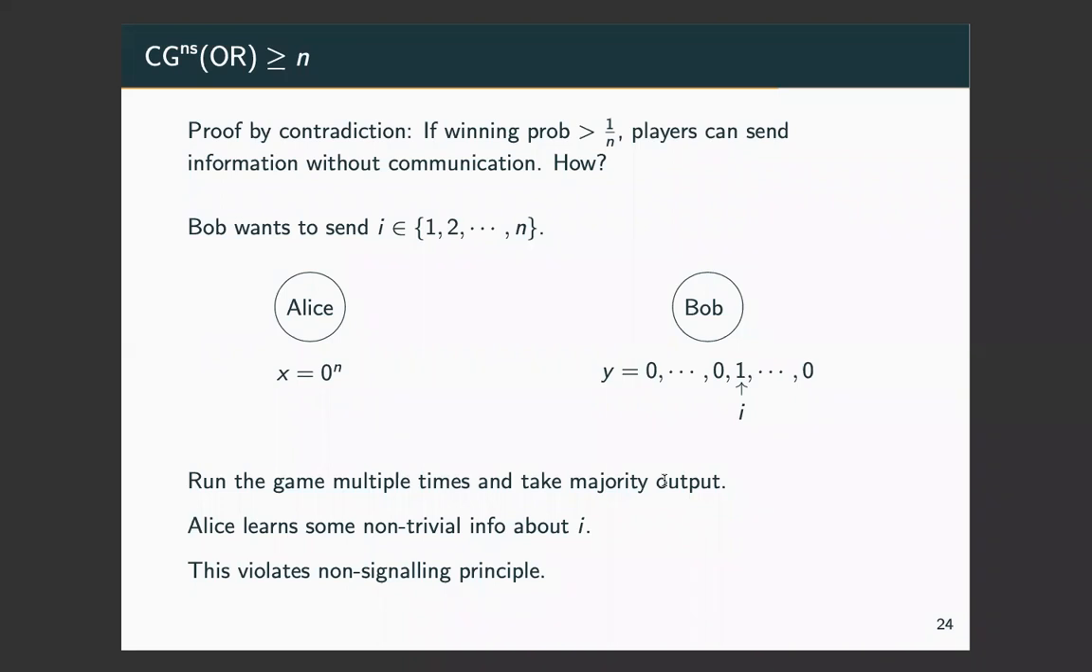They can now run the zero communication game order of n times and take the majority output. Alice now learns some non-trivial information about the number I that Bob wanted to send, but this would violate the non-signaling principle. Thus, by contradiction, we have the CGNS of OR is at least n.